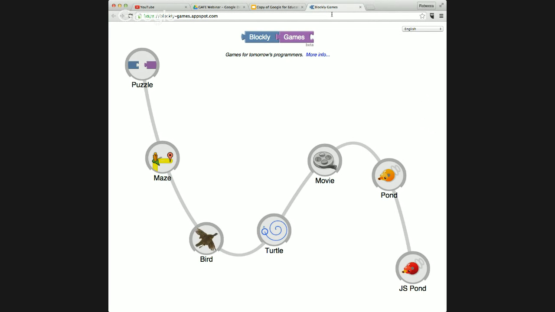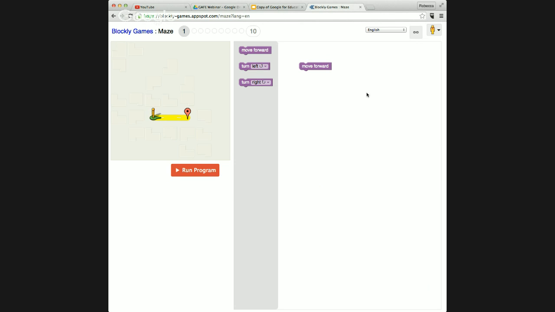So we've got the Blockly games, and I really like this because I think the introduction to some of the programming concepts are really nice, especially with the maze activity. So I'll click on the maze. And as you can see, it's just a matter of learners dragging and dropping the little blocks so that the character moves to the endpoint.